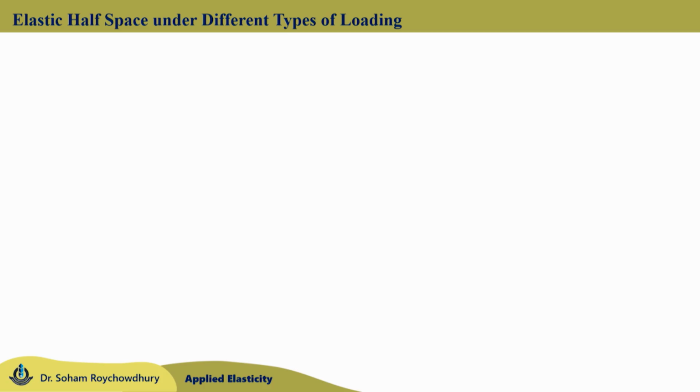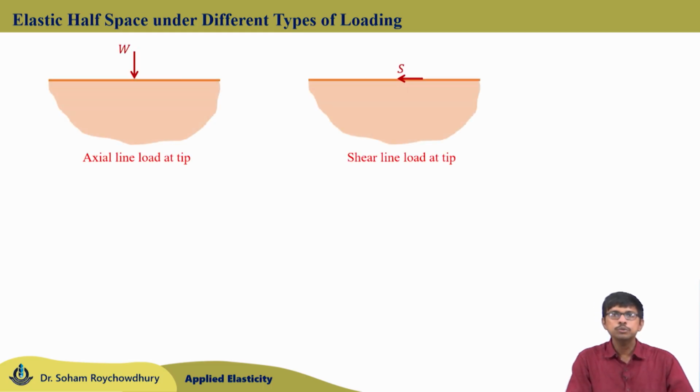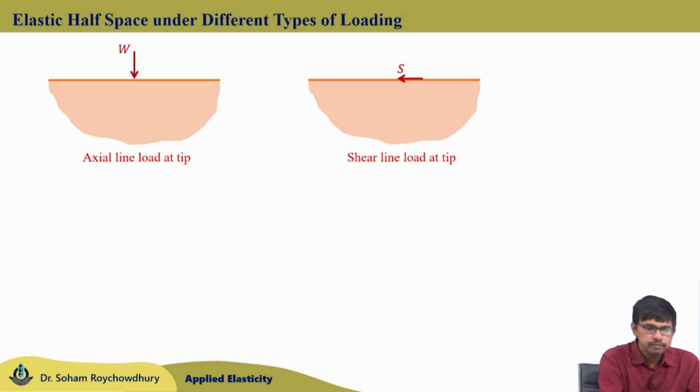Now, we can consider one elastic half space or a semi infinite body which may be subjected to various types of loading. Two such loading conditions we had considered, which are line loadings. One is axial or normal line load at the tip, another is shear line load at the tip, at one particular point.